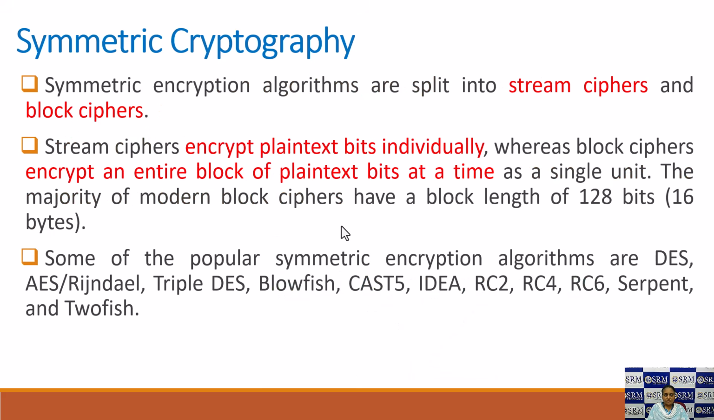So symmetric encryption algorithms are split into stream ciphers, where stream ciphers encrypt the plain text individually, or block ciphers. There are stream ciphers and block ciphers. Stream ciphers, we will be encrypting it bit by bit. Block ciphers, we will be going through block by block. So major block length would be 128 bits.